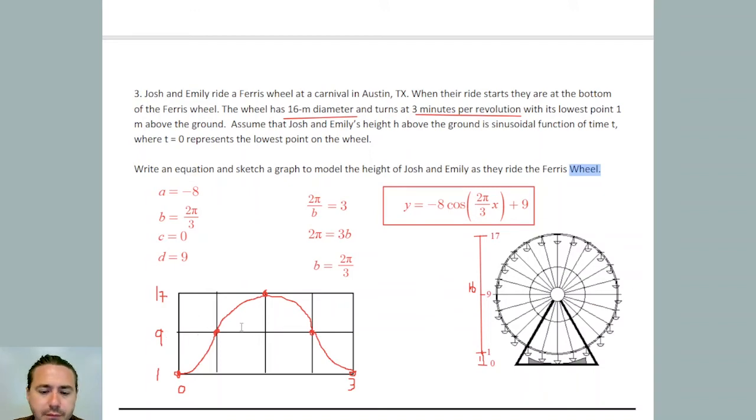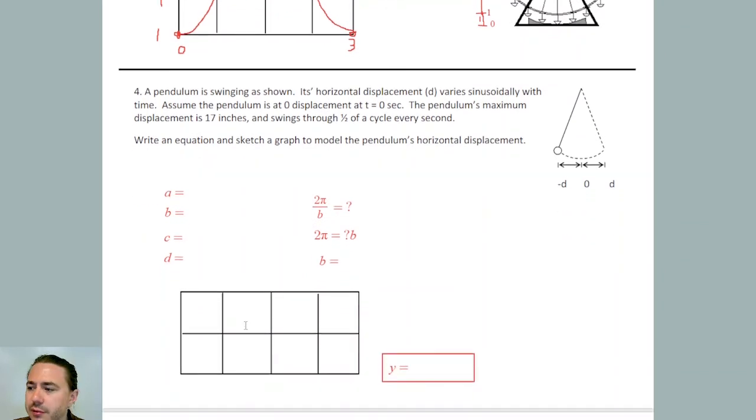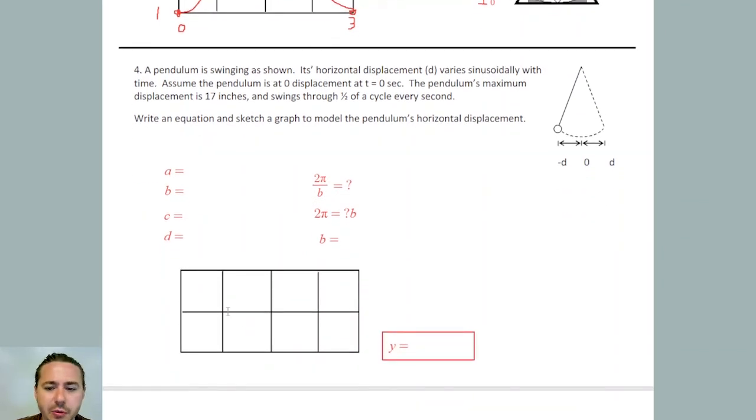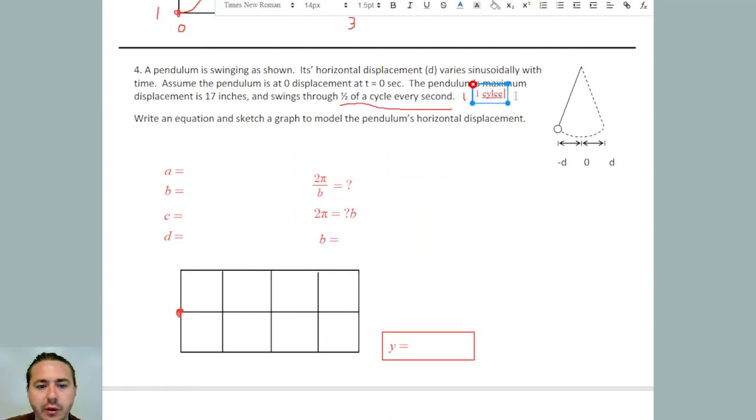Okay. All right, let's do the next one. A pendulum is swinging as shown below. Its horizontal displacement varies sinusoidally with time. Assume the pendulum is at 0 displacement at 0 seconds. So 0 displacement means we're going to be at equilibrium. That's our indication that we're going to have a sine function. The pendulum's maximum displacement is 17 and it swings through 1/2 of a cycle every second. So if it takes 1 second to do a half cycle, one cycle would be 2 seconds. So that's going to be our period.